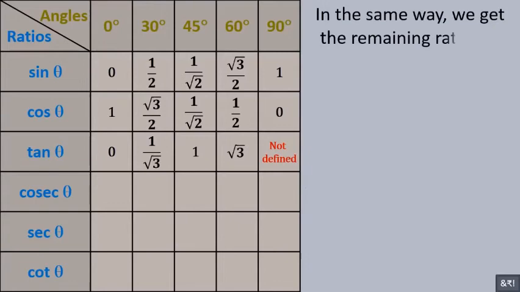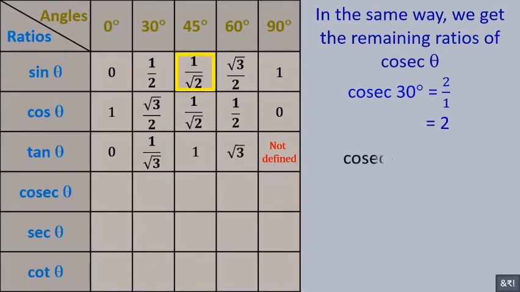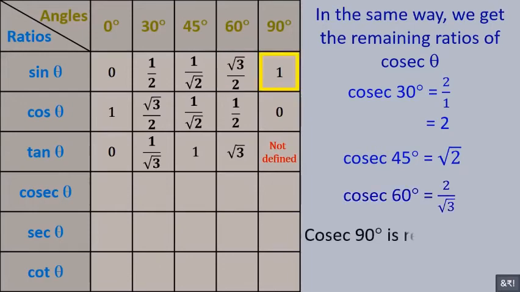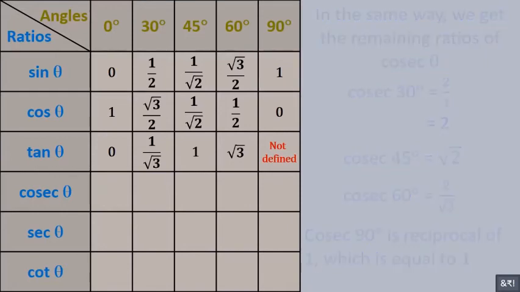In the same way, we get the remaining ratios of cosec theta. Cosec 30 equals 2 by 1. Cosec 45 equals under root 2. Cosec 60 equals 2 by under root 3. And cosec 90 is 1.